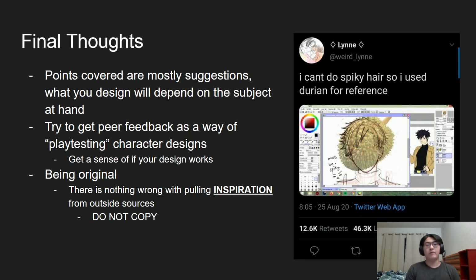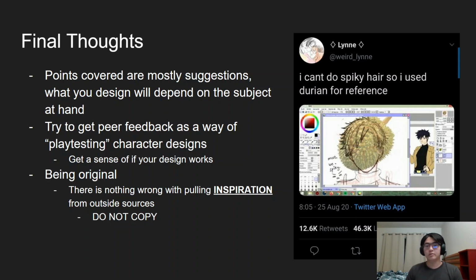And here are my final thoughts. A lot of the points covered are mostly suggestions. What you design will depend on the subject at hand. And so, usually the best way to know if your character design is good is to get player or peer feedback. You want to ask friends and family to take a look at your character and see if they can tell what sort of narrative your character has behind them. This way, you can get a sense of if your character design is actually working.